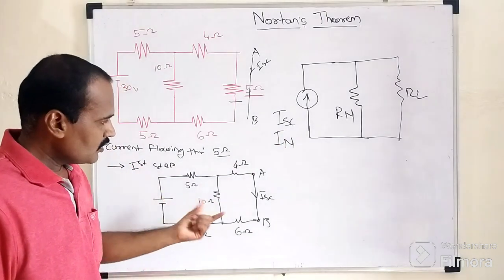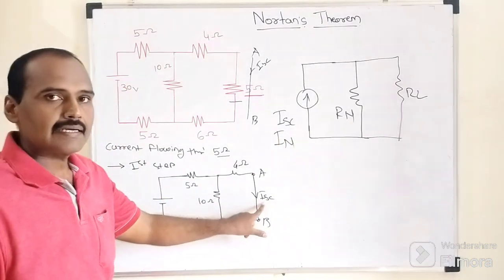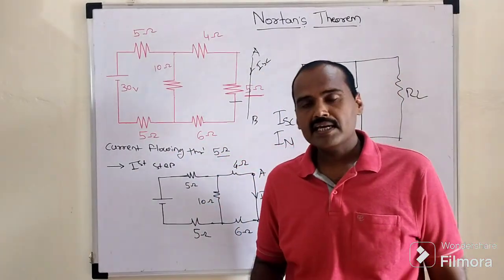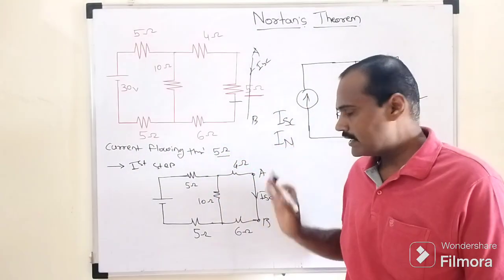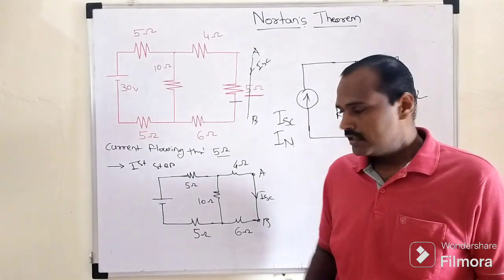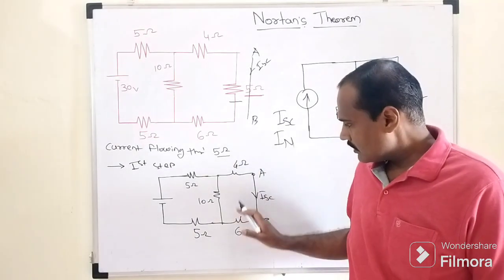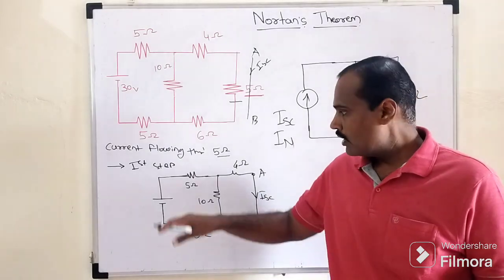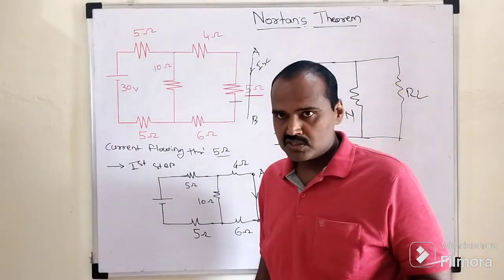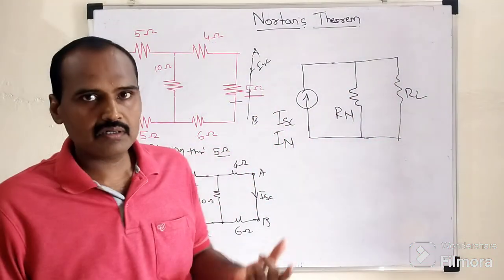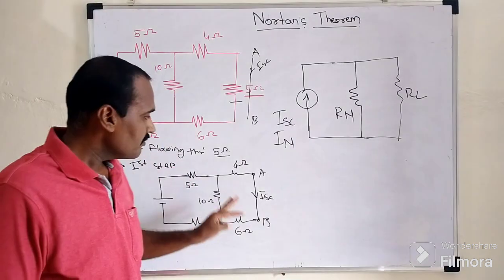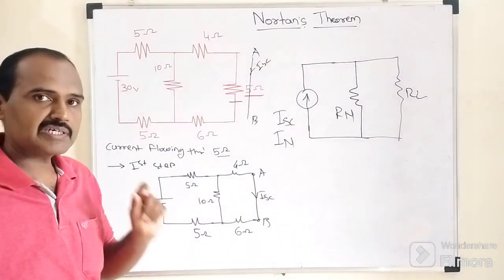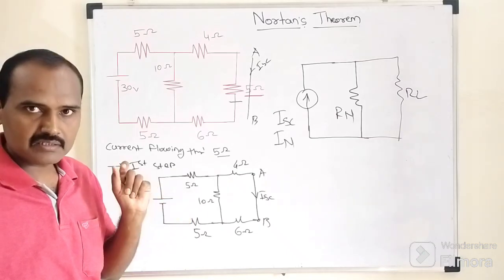So our target is to determine this short circuited current. In order to determine it, there are a number of different techniques. The short circuited current is nothing but the current flowing through this 4 ohm resistor or 6 ohm resistor. By means of mesh analysis or nodal analysis also, we can determine this short circuited current, but we will try to adopt the easiest strategy.